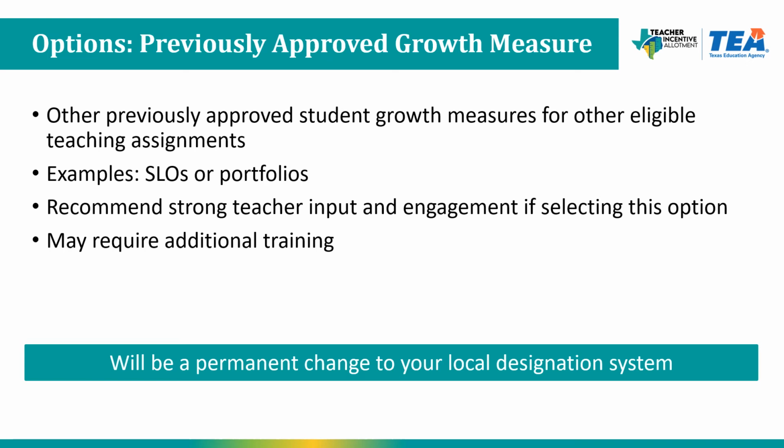If you choose this option, it is recommended that districts strongly engage with teachers because changing from using STAAR Progress Measure to another growth measure could be unfamiliar to them and cause a heavier lift on teachers. Additionally, many of the options require training. You can choose this option, just make sure you do stakeholder engagement and all are aware of the training and the heavy lift that could come with it. And again, like all options, this will be a permanent change to your local designation system if you choose this.